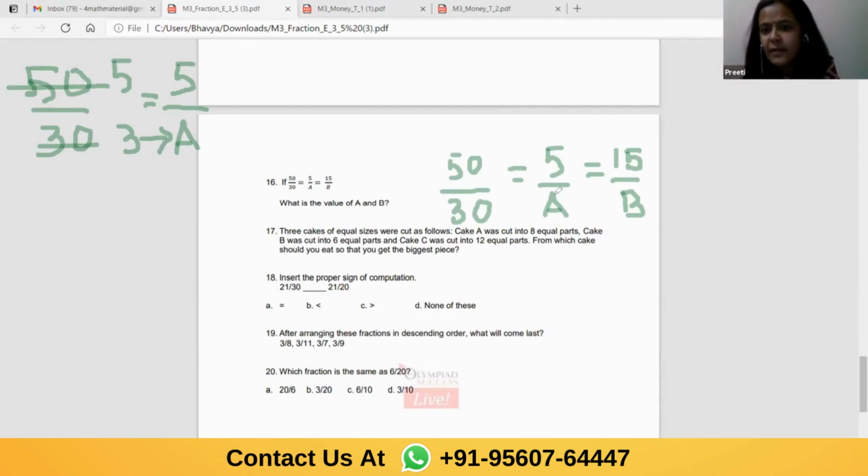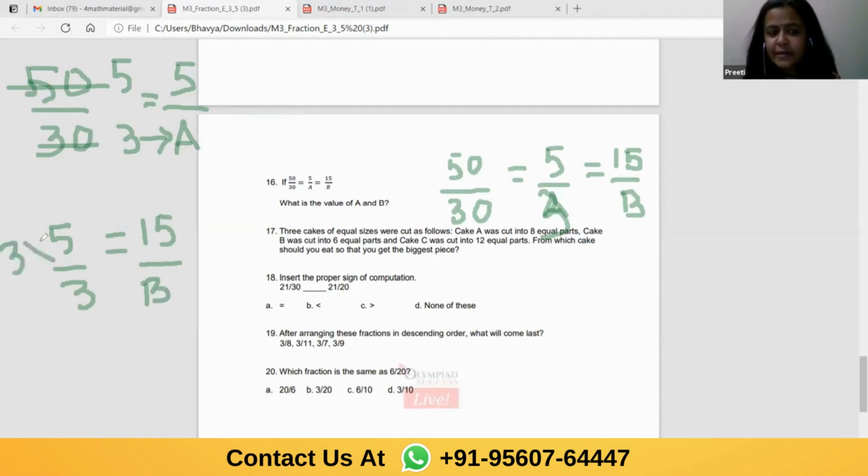Now see, how will I solve? Now A is 3, okay? Now 5 upon 3 is also equal to 15 upon B. What number shall I multiply 5 by on the left hand side so that I get 15? 3. 3 into 5 gives me 15. So let me multiply my denominator also with 3. So my B becomes 9. 3 into 3, 9.